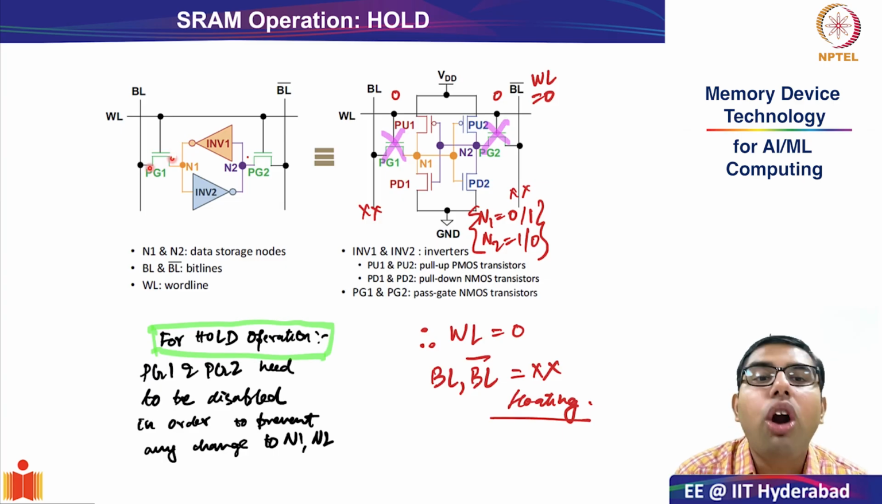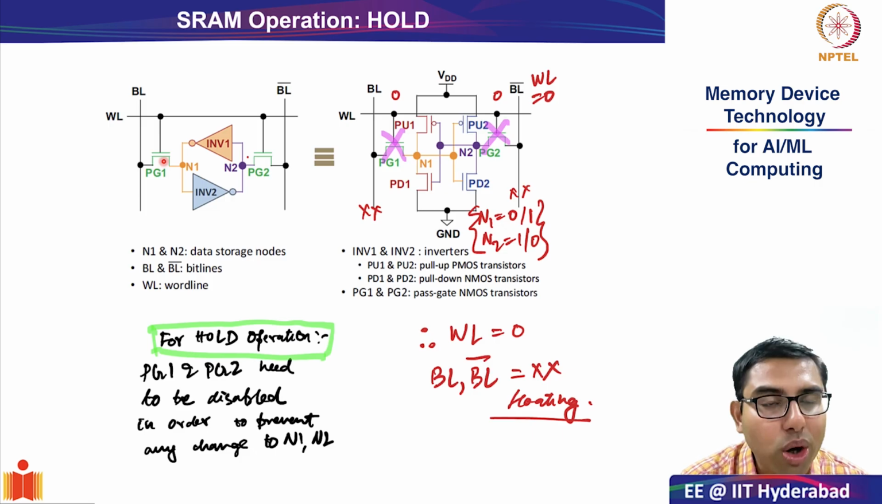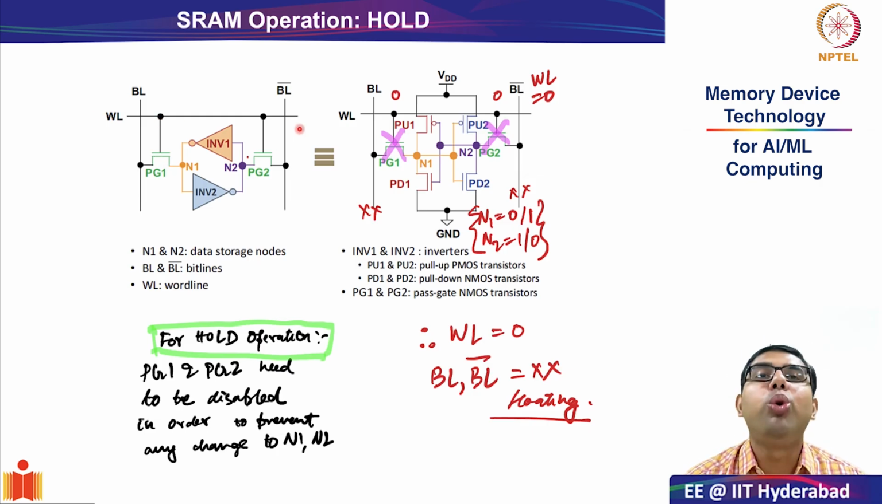So if you want to turn off PG1 and PG2, which are NMOS transistors, of course, at the gate, you have to apply 0 voltage, right? You have to apply a logic 0 at the gate, and that is what you do with the word line. So if the word line is deasserted or 0, that means N1 and N2 values will be protected. It will not be disturbed by whatever you are doing at bitline and bitline bar. I hope that makes sense.